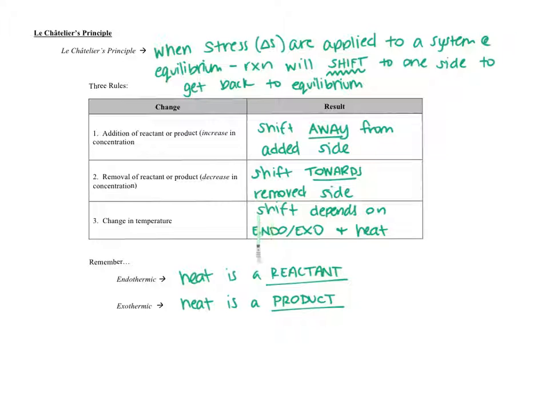And then finally, if you change temperature, it's a little bit more complicated, but an easy way to take care of it is you think of heat as a thing. Think of heat as a reactant or a product. And depending whether the reaction is endo or exo is where you put the heat, and then you kind of follow rules 1 and 2 to see where the change would be. So remember, endothermic, you're going to consider heat a reactant. Exothermic, you're going to consider heat as a product.